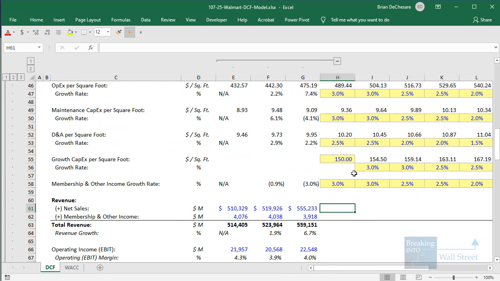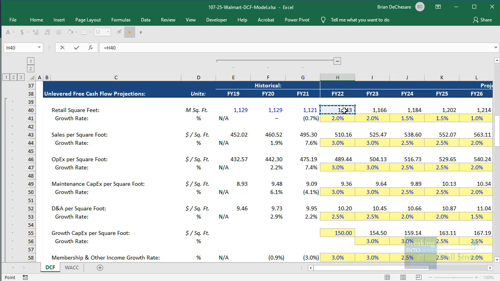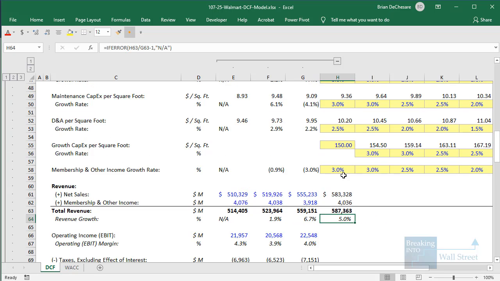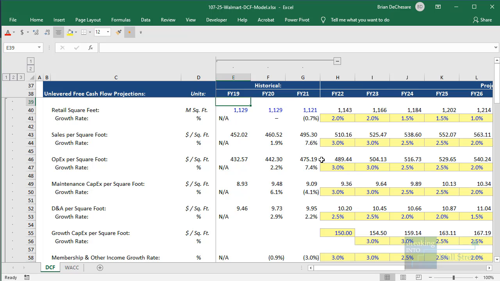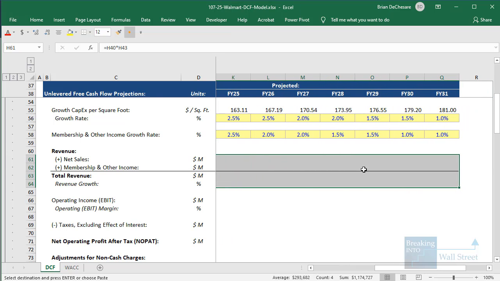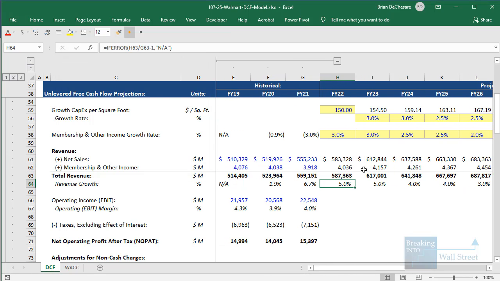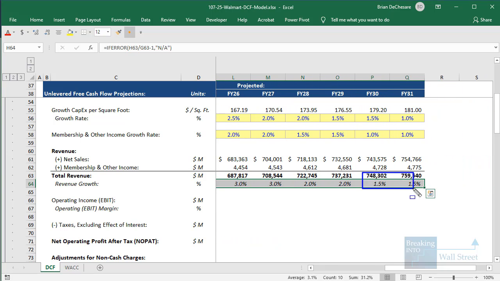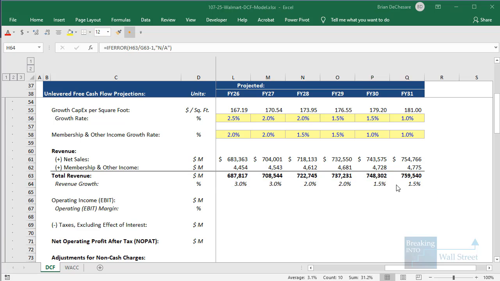So to get Walmart's net sales, we can then take their retail square feet and multiply by the sales per square foot. And then for the membership and other income, we just take the old number and multiply by 1 plus the growth rate to get the new number. We can add these up. We can copy across our revenue growth formula. And then here, I'm just going to set up a frame so you can see the labels here. And we can just copy this all the way across. We can see that the revenue growth rate starts out around 5% and falls to more like 1.5% by the end of this period, which is what we want.